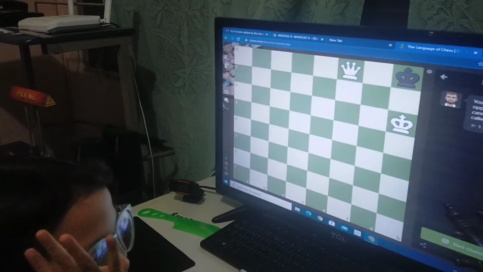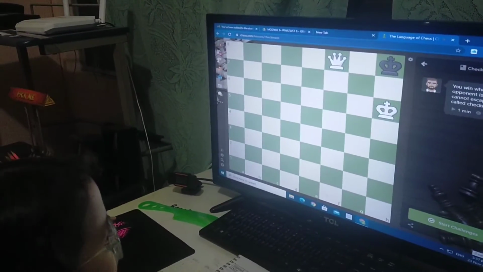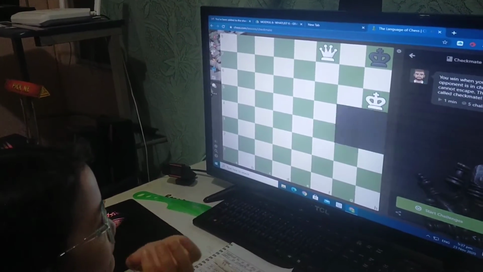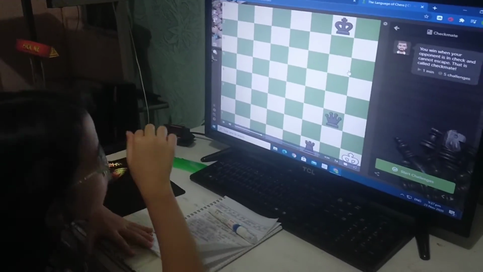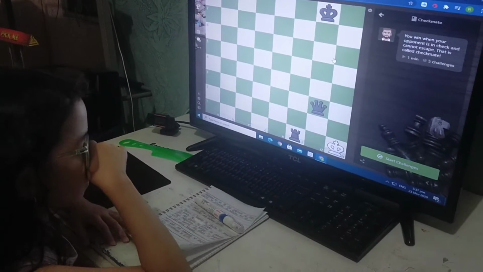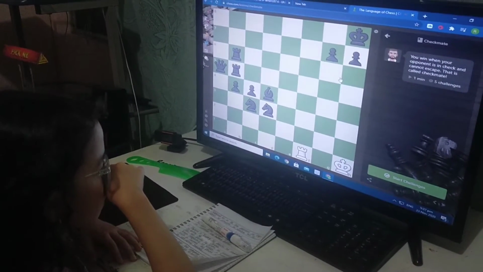And if it cannot escape check by moving, blocking, or capturing, then the king is said to be in checkmate. That means you win. Or maybe your opponent won. Again, checkmate is the entire goal of chess.